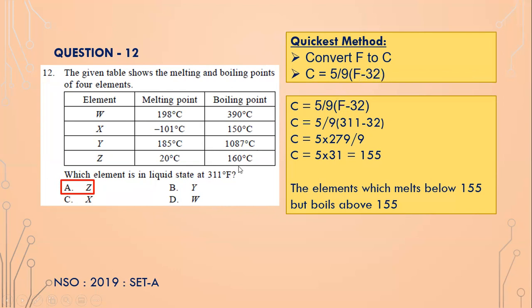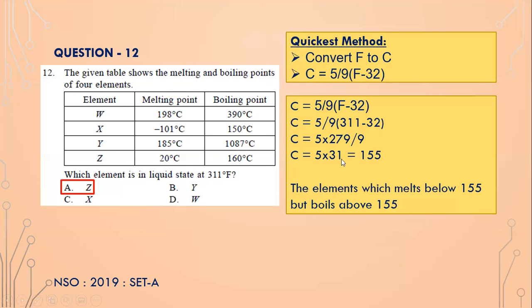So 5 by 9 times (Fahrenheit, 311 minus 32, which is 279). So 5 into 279 upon 9, which is 5 into 31, which is 155 degrees. So the element should be in a liquid state. It should not be solid.